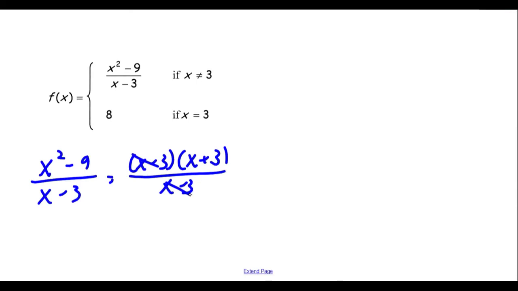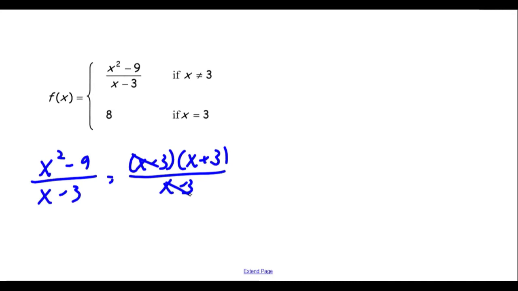What type of possibility could I have there? Because it's a piecewise, it could jump. So I could have a jump discontinuity there. So right now, I know I don't have an infinite discontinuity. I don't know yet if I have a discontinuity at 3 or not, but it's a possibility.